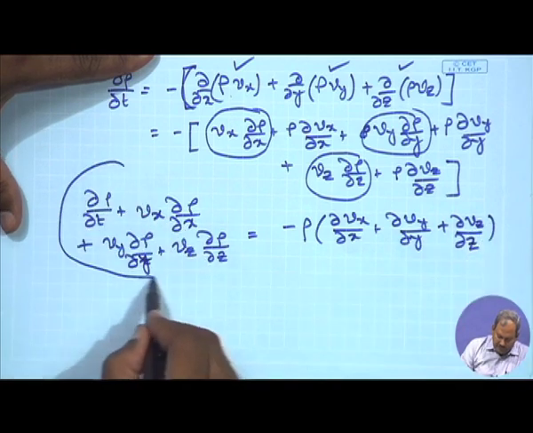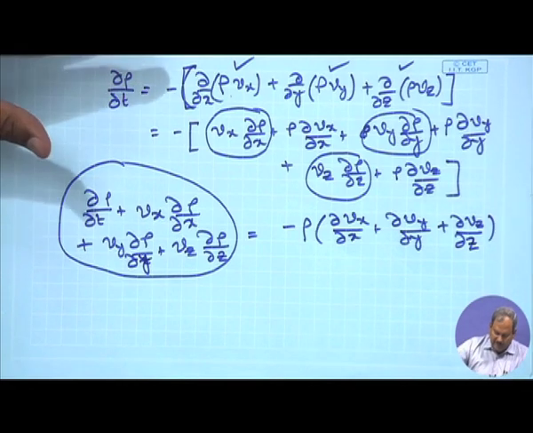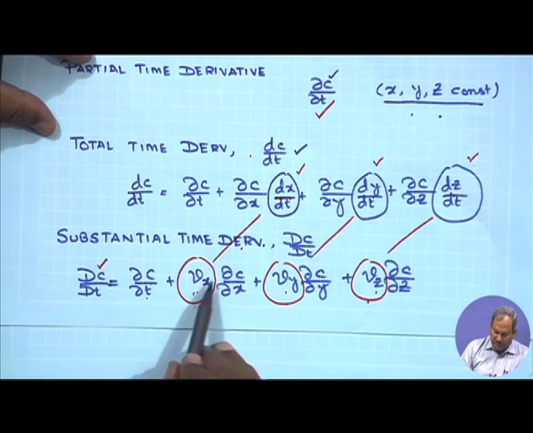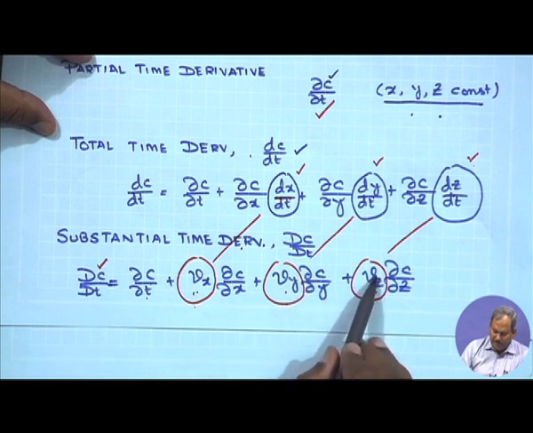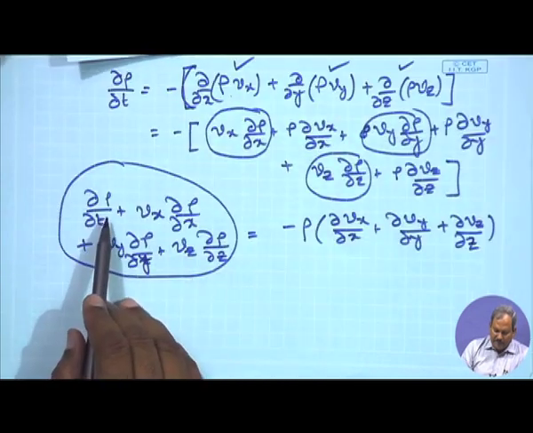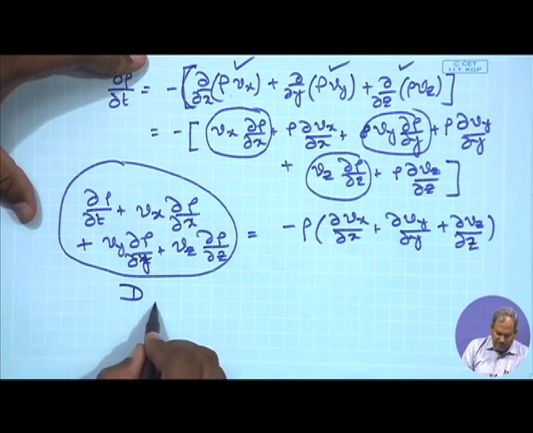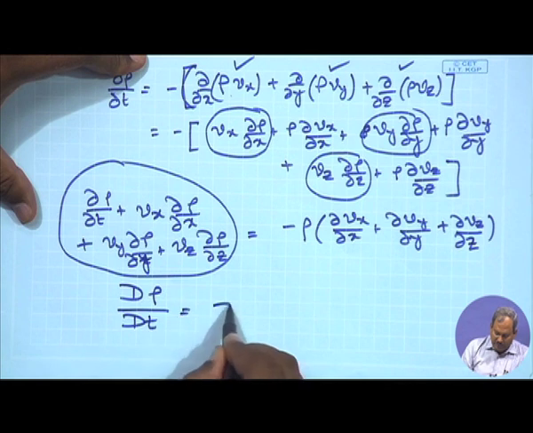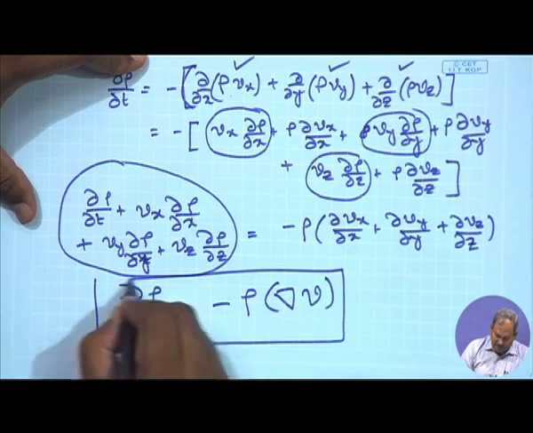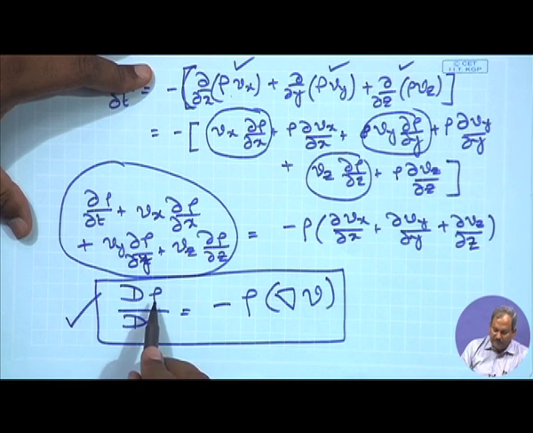If you look at the left hand side carefully, it is nothing but what we have written as the expression for the substantial time derivative: del c del t plus Vx del c del x plus Vy del c del y plus Vz del c del z. Simply replace c by rho and you get this expression. So, the entire left hand side can be expressed as the substantial derivative of rho, D rho Dt, equal to minus rho times del dot v. This is another form of the equation of continuity, where rho is expressed in substantial derivative form.